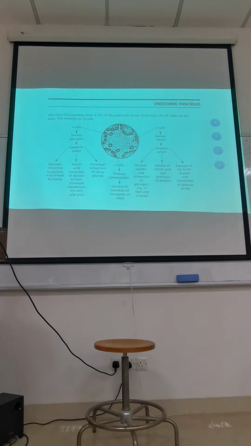Insulin, right? But glucagon has A in it. So alpha is like A, glucagon, right? That's a simple formula. So we try to remember that alpha cells secrete glucagon, and glucagon is doing catabolism, while beta cell is producing insulin and insulin is doing anabolism. While delta cell is producing somatostatin, and somatostatin is actually controlling secretion of hormones of these 2 cells, right? So that is the 3 main things.